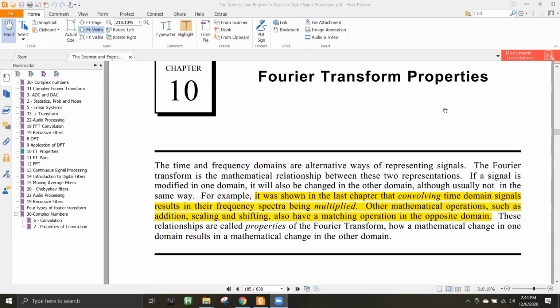So here we'll also be talking about what properties are applicable for the Fourier transform. Whether it is linear or not, whether it maintains linearity, time invariance, shift invariance, all these things.